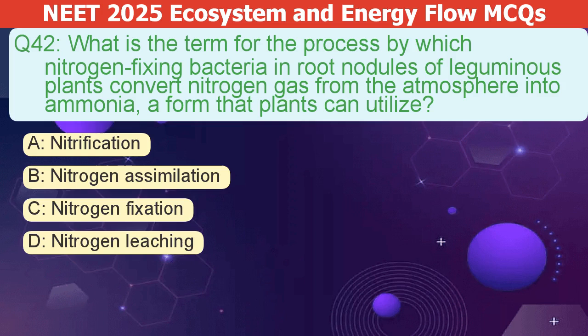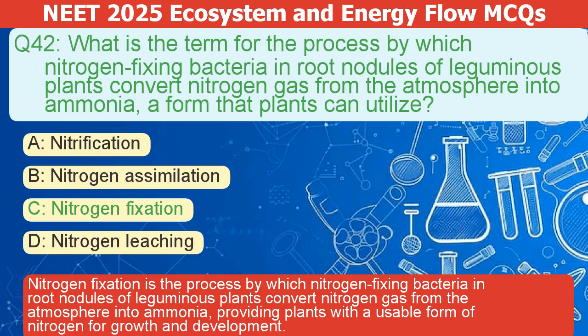What's the term for how nitrogen-fixing bacteria in legume plant root nodules turn atmospheric nitrogen gas into usable ammonia? A. Nitrification. B. Nitrogen assimilation. C. Nitrogen fixation. D. Nitrogen leaching. The correct answer is C. Nitrogen fixation is the process by which nitrogen-fixing bacteria, in root nodules of leguminous plants, convert nitrogen gas from the atmosphere into ammonia. This provides plants with a usable form of nitrogen for growth and development.